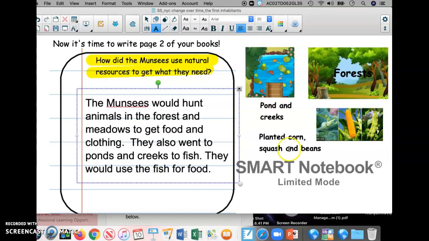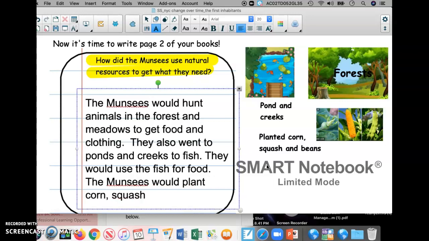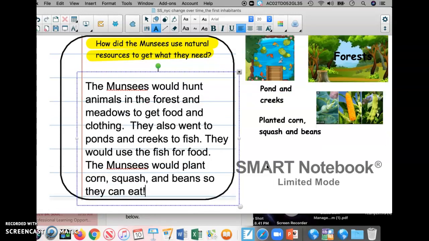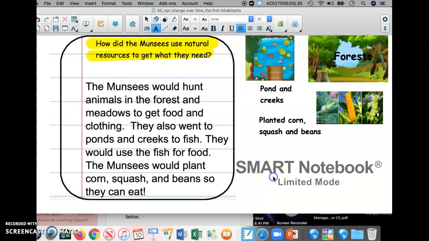Then also, what did they do? The Muncies would plant corn, squash, and beans so they can eat. So those are some examples, boys and girls.